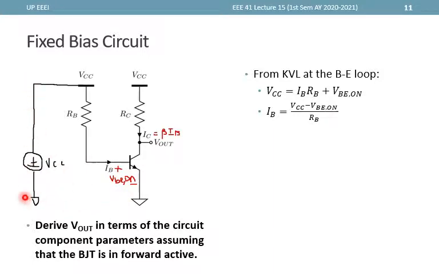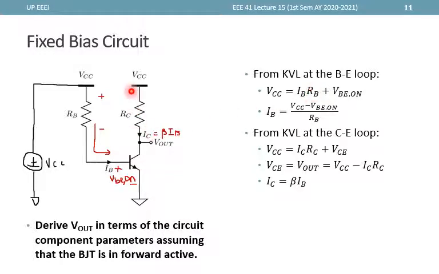So the voltage drop here, VCC, is equal to the voltage drop here, which is IBRB. So note that IB is rightwards here, so IB is in this direction, and therefore the voltage that will appear across the resistor will have this polarity, and therefore by KVL or summing of voltages, this is RBIB plus VBE on, and solving for IB we get VCC minus VBE on over RB.